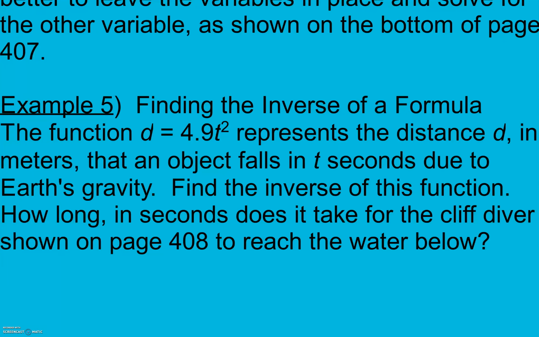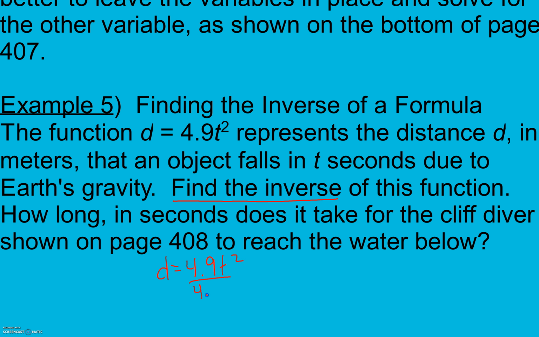The function d equals 4.9 t squared represents the distance d in meters that an object falls in t seconds due to Earth's gravity. Find the inverse of this function. Okay, so that's the first thing we're going to do, is find the inverse. I have d equals 4.9 t squared. So we are just going to solve for t here.